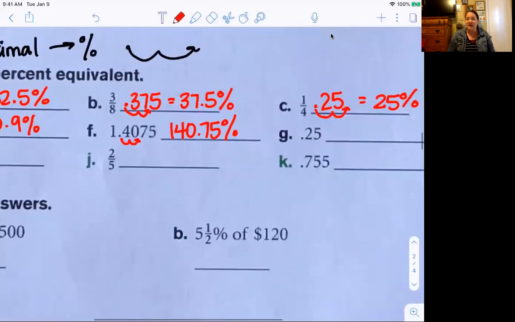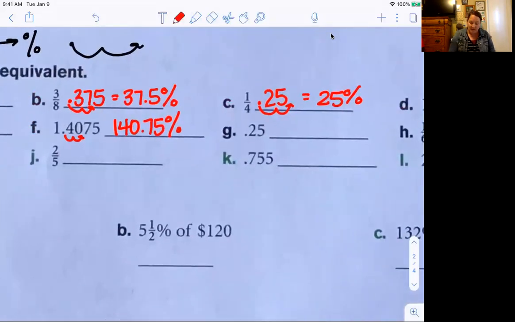How about letter G, 0.25? If you look at C, is it the same thing as G? 100% it is, right? So it's 25%. It's the same exact thing.